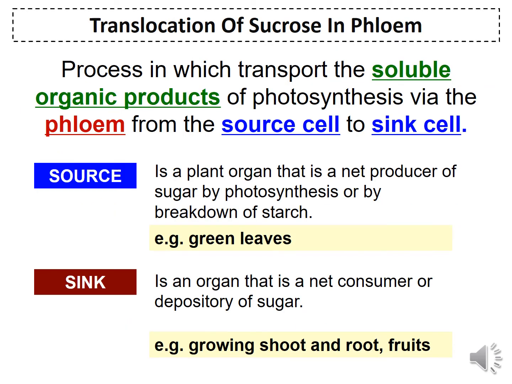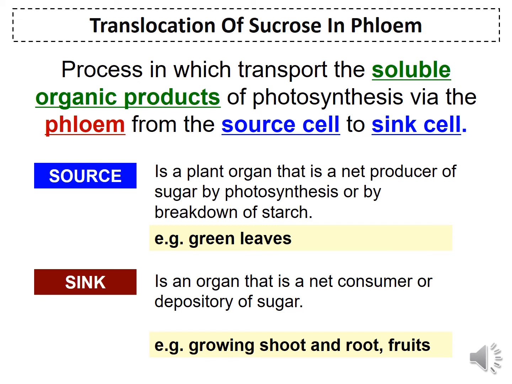Translocation of sucrose in the phloem is defined as the process in which the soluble organic products of photosynthesis are transported via the phloem from the source cell to the sink cell.